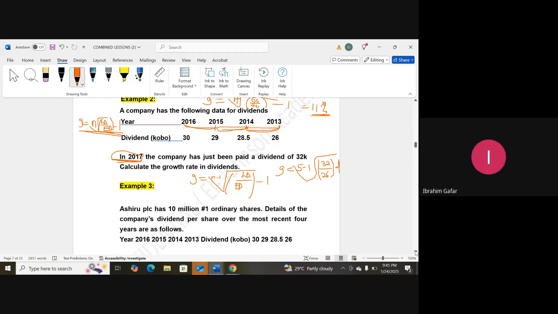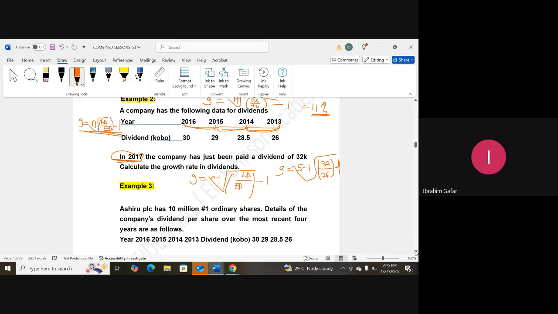So let me punch my calculator as well. 4 shift raised to power, then 32 divided by 26. So minus 1 times 100. I have 5.32 if I'm not mistaken, but approximately to whole number, then I have 5%.